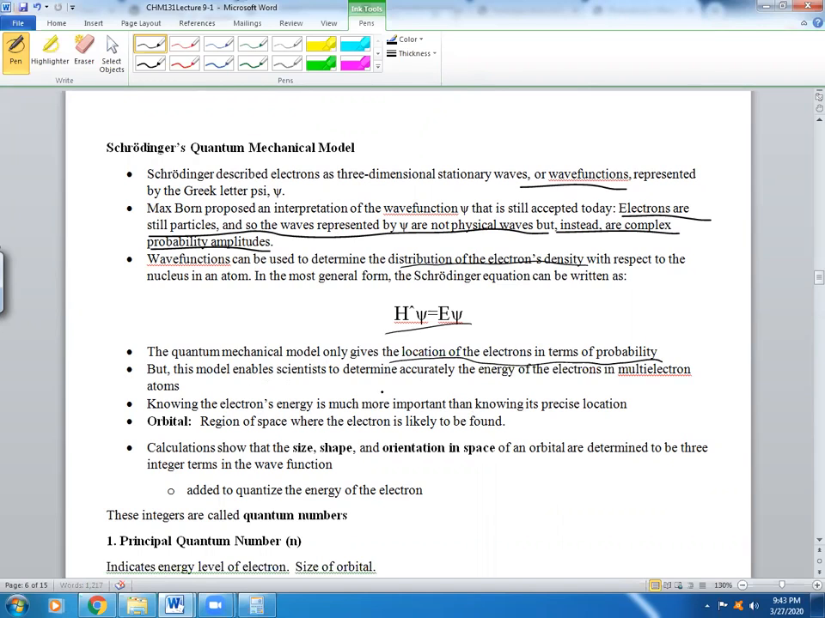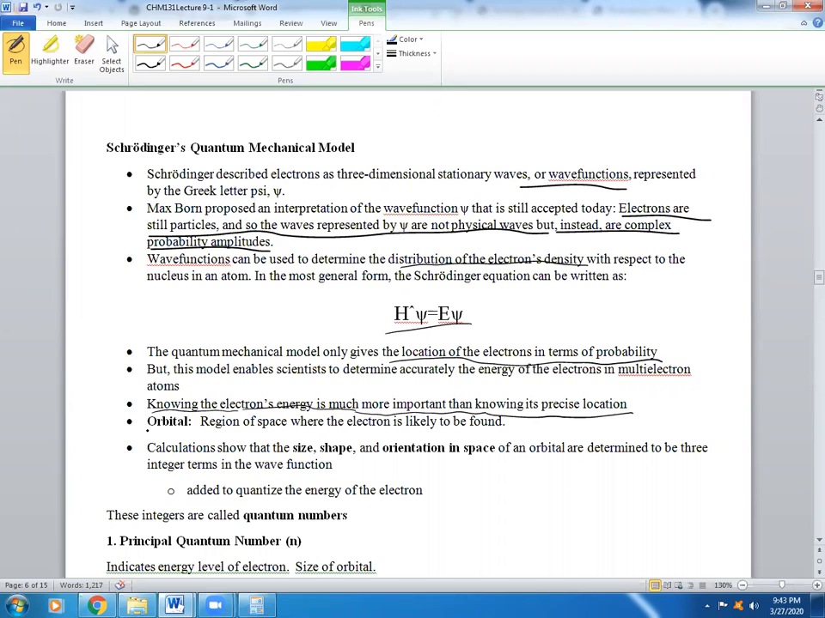But this model enables scientists to determine accurately the energy of the electron in multi-electron atoms. And this is very important. Knowing the electron's energy is much more important than knowing its precise location. We could care less about its precise location. If we know its energy, that is enough for us to use Schrodinger's equation to determine what we call the probability density, where it's likely to be found.